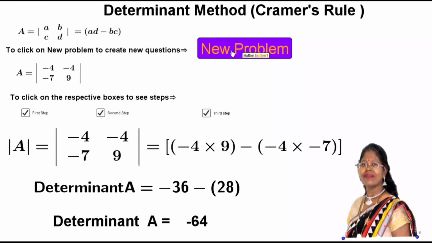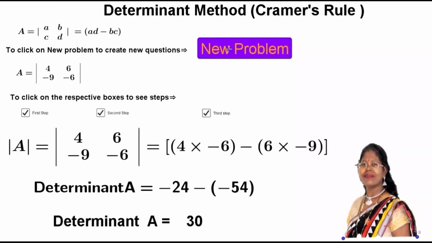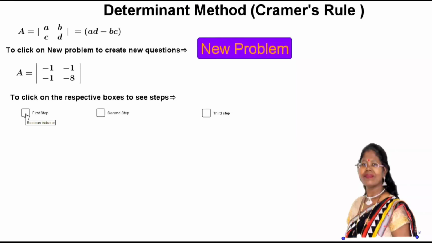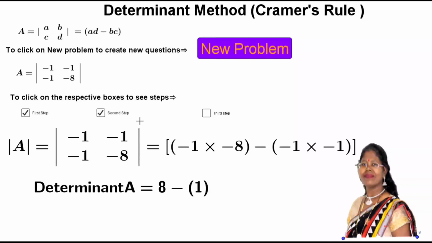Click on the new problem, you will get a new problem. See the answer. Click on the first step, second step and third step. You will get the answer. Determinant of A is equal to 7.